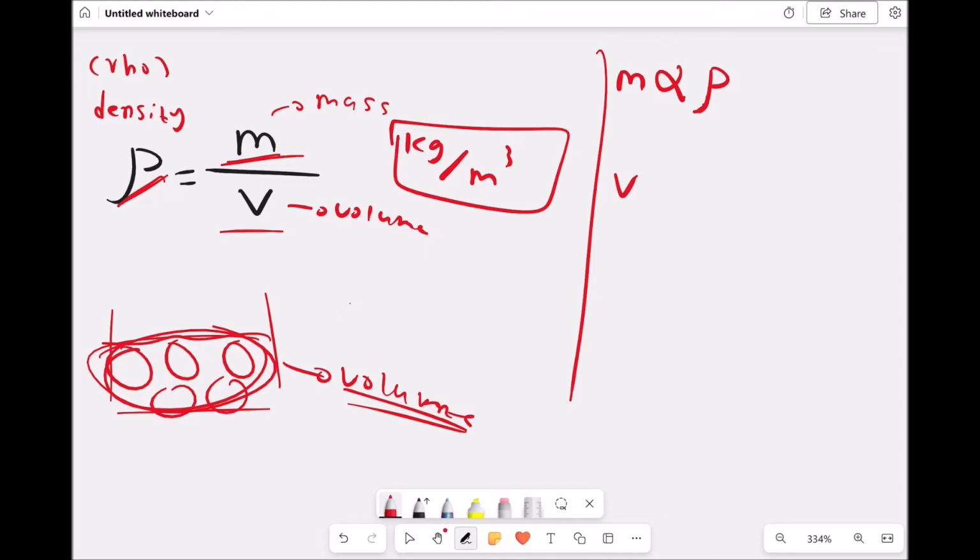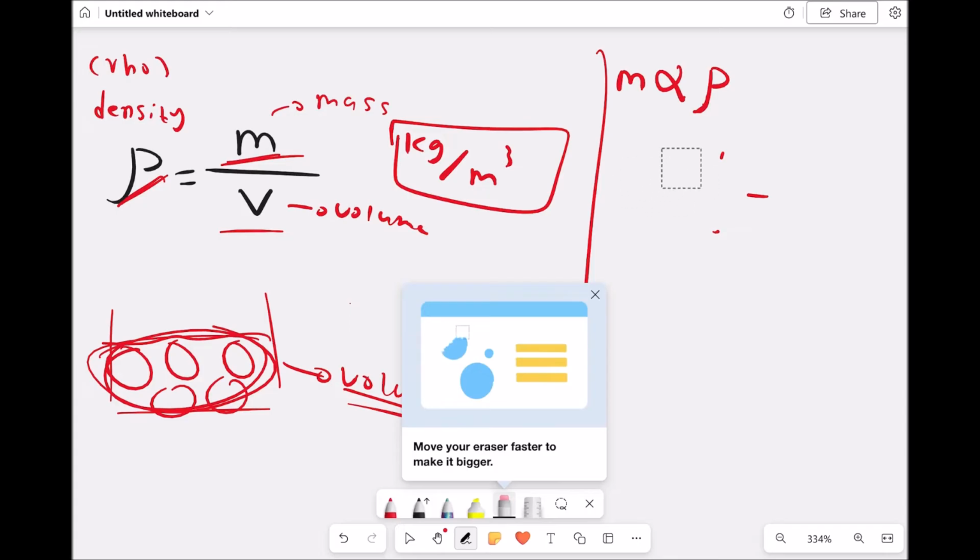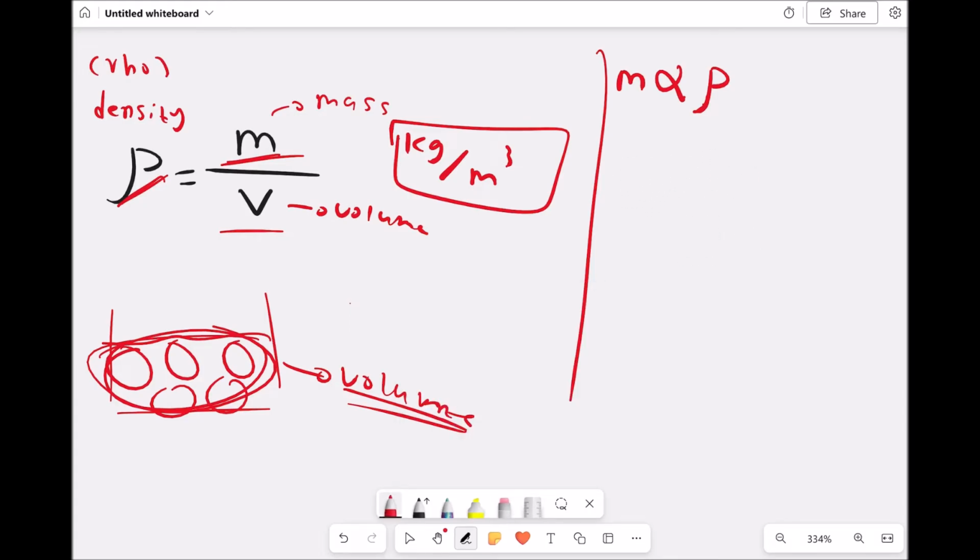Density with volume is indirectly proportional, okay? It's inversely proportional. If volume increases, imagine if you have a bigger room, you can put more stuff in it, so the density is going to, what is it going to be? Decreasing. So if volume increases, density is going to decrease.